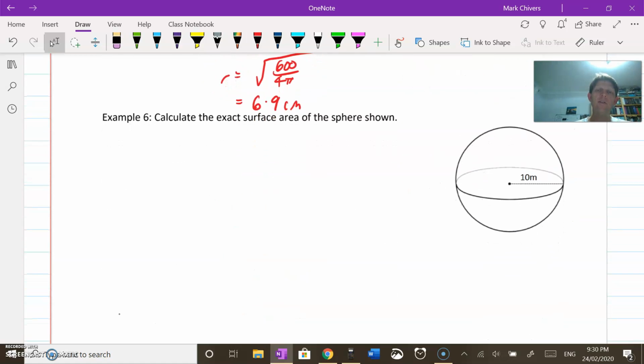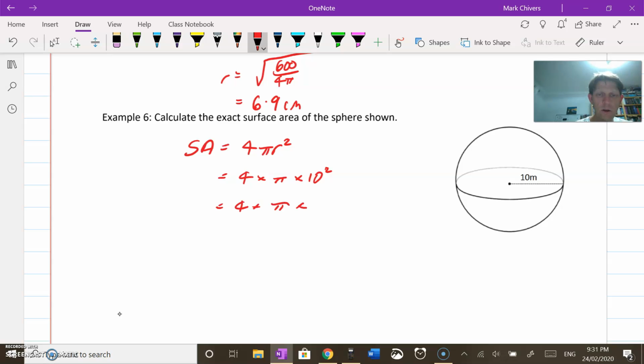The exact surface area of the sphere shown. This is another good example of using the exact form of pi rather than putting it in the calculator. So the surface area is that same formula, 4 lots of pi r squared. And in this particular case, we know that 4 and pi are just numbers, but the radius is 10, so that's going to be 10 squared. So that's going to be 4 times pi times 100. 10 times 10 is 100. 4 times 100, well, that's 400. And then we can just write it like algebra, 400 pi. But we still need our units, meters squared. So 400 pi meters squared.